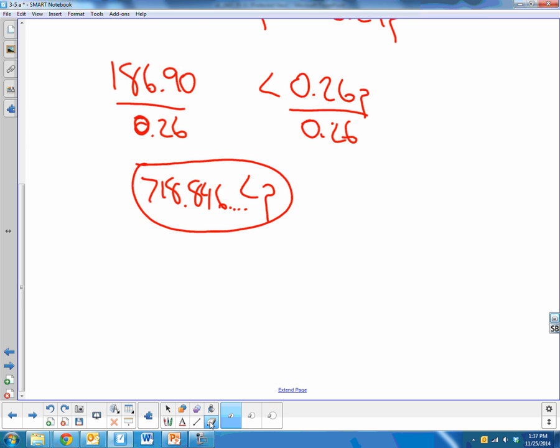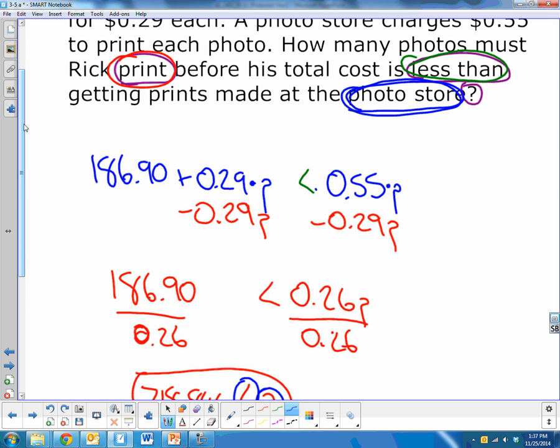So if you print 718 photos, that means that it's still going to be cheaper to use the photo store. If he prints more than 718, if the photos are greater than 718.846, it's going to be cheaper to buy the printer. I'm going to say that one more time. If you print one photo, it's definitely going to be cheaper to go to the photo store. 55 cents for one photo. $186.90 for the printer, plus 29 cents for that one photo. That's definitely going to be more expensive to buy the printer. It's going to be less expensive to go to the photo store.